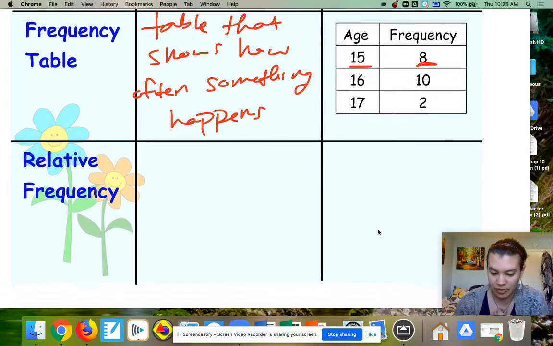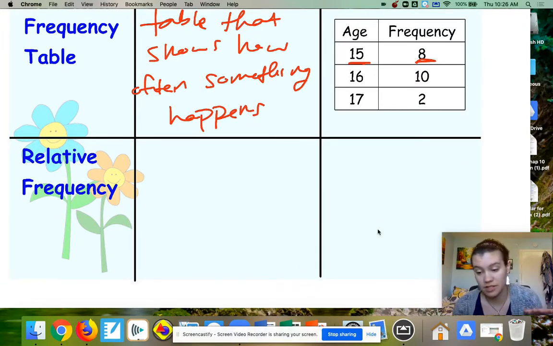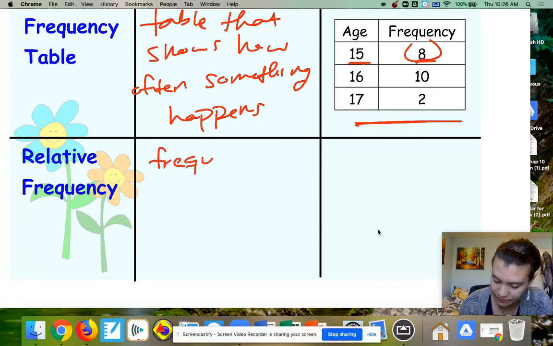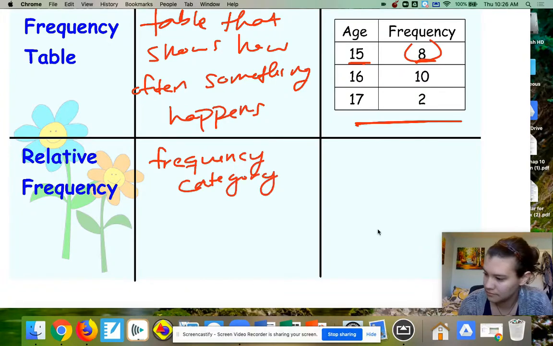The relative frequency then is how often does that thing occur relative to everything else. So to find the relative frequency here, we would take 8 and divide it by the total number of things. So it's your frequency of your category divided by the total frequency.